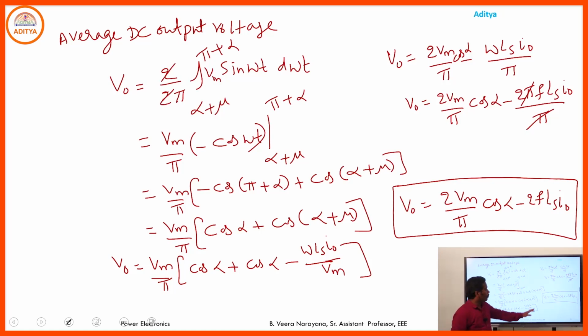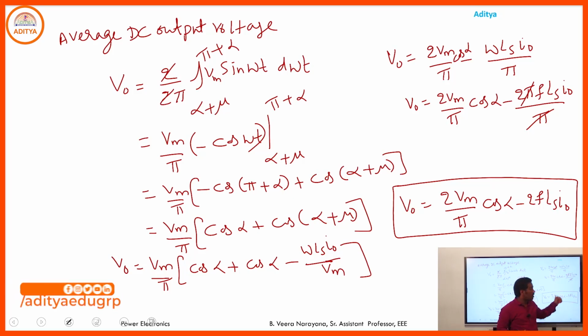Then from this output voltage expression, if you have the source inductance, then this 2 f Ls I naught, that much amount of the voltage will be dropped across the inductor, and the resultant voltage across the load is given by 2 Vm by pi cos alpha minus 2 f Ls I naught. If there is no source inductance, then what is the average DC output voltage across the load? 2 Vm by pi cos alpha. If we have the source inductance, here f is the frequency, Ls is the source inductance, I naught is the load current, all are known values. That much amount of the voltage will be dropped across the inductor.